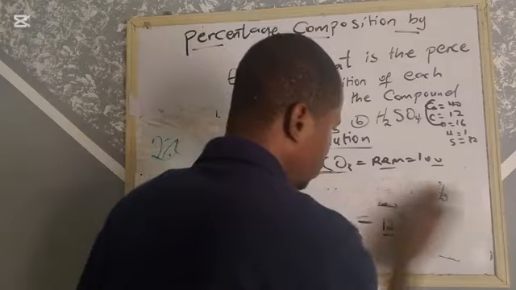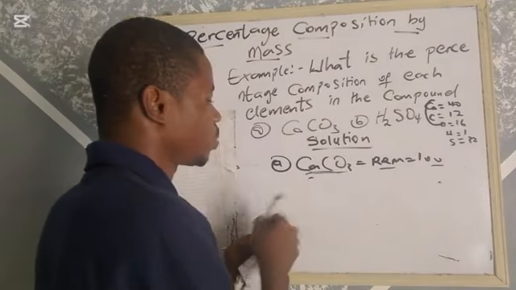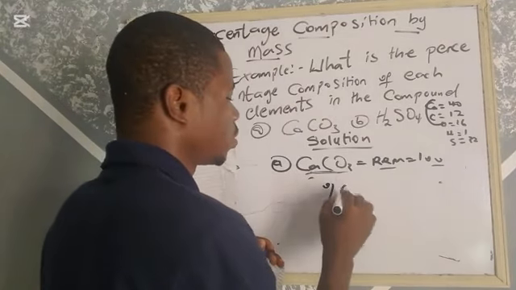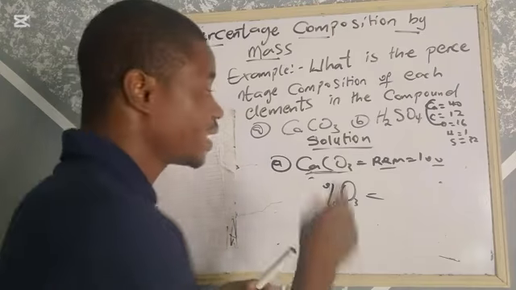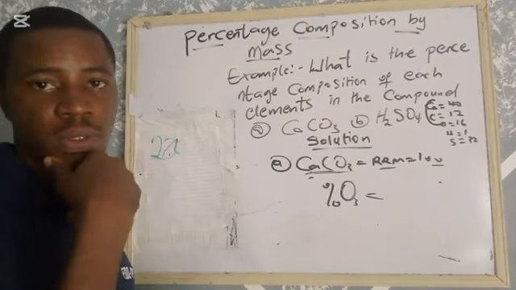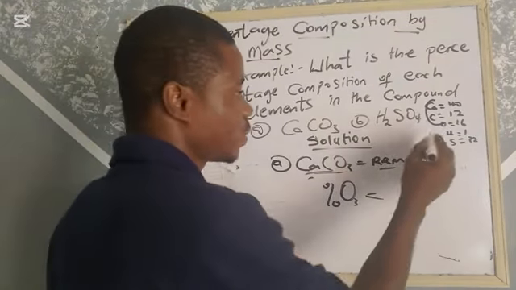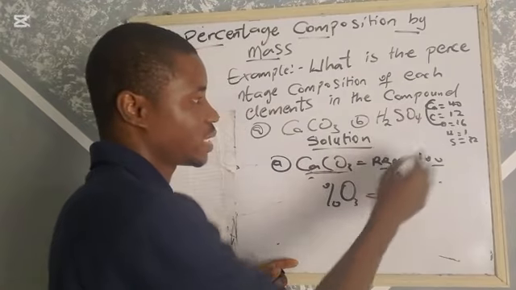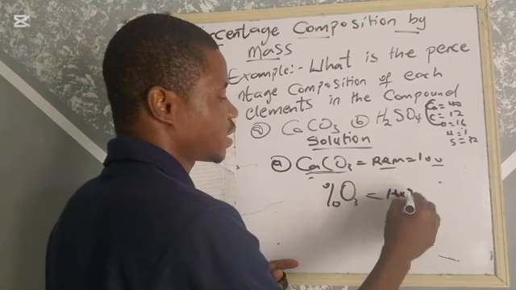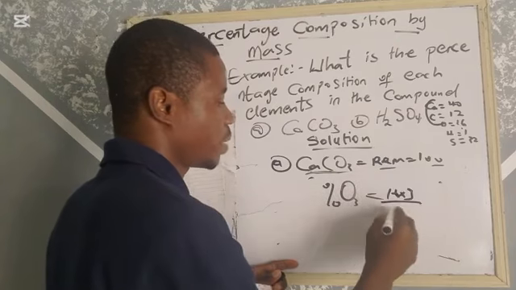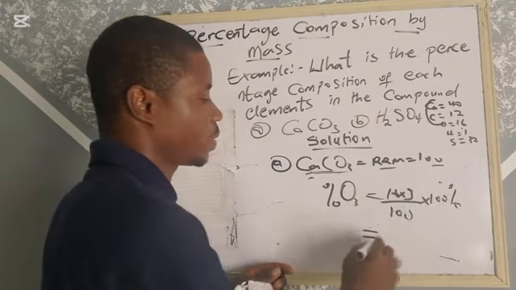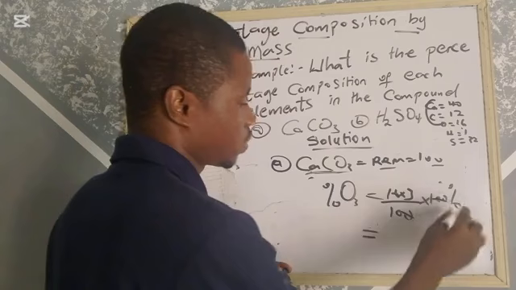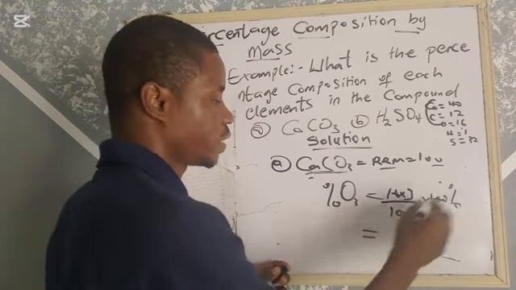Percentage composition of oxygen. Remember, we have three atoms of oxygen in this compound. So it means we are going to multiply 16, which is the relative atomic mass of oxygen, by 3, all over the RMM 100, times 100%. So everything will now be equal to what? This 0 cancels this 0, and 16 times 3 will give us 48%.